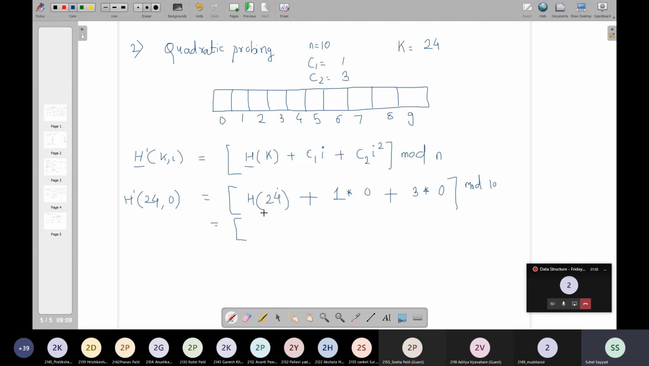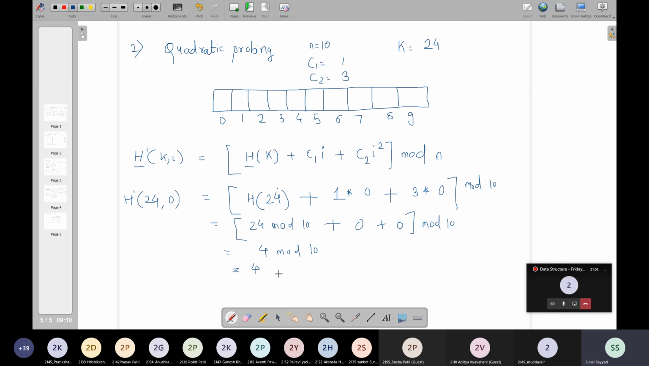What is this h of 24? It is 24 mod 10. And this multiplication term comes out to be 0 for us now, because the initial value of I is 0. Mod 10. So the final answer comes out to be 4 mod 10, that is 4.